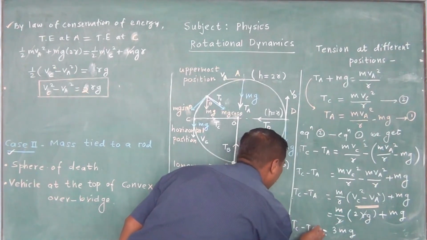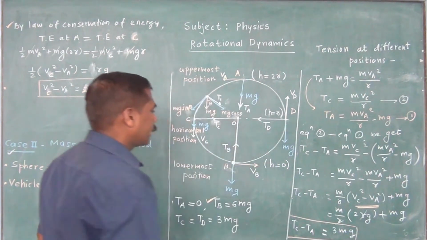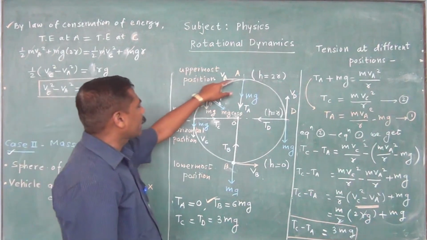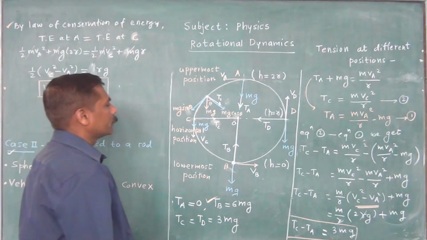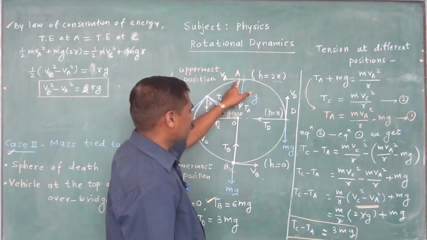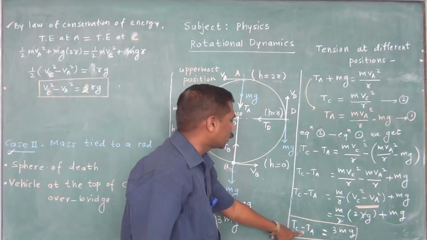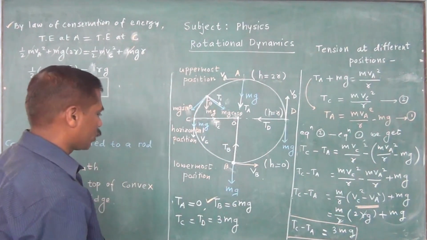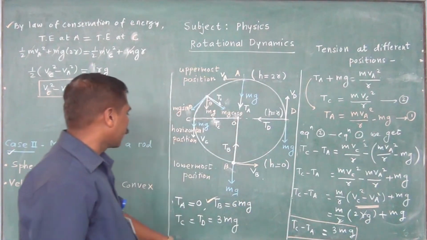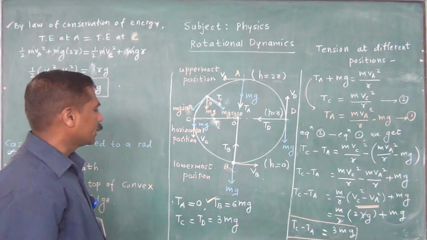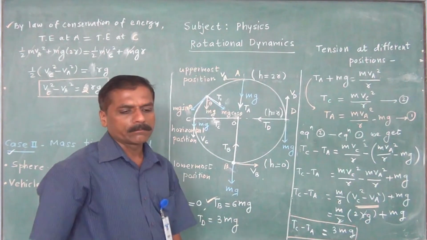So the difference at two positions, that is Tc minus Ta. So the tension difference at position C and A is given as 3 times of mg. The same relation you have, Td minus Ta. You can take D in place of C. Tension at position D minus tension at position A is equal to 3 times of mg. And again in this relation we can put Ta equal to 0, that is the tension at the uppermost point is 0. Then easily we can show that this Tc or Td is equal to 3 times of mg.